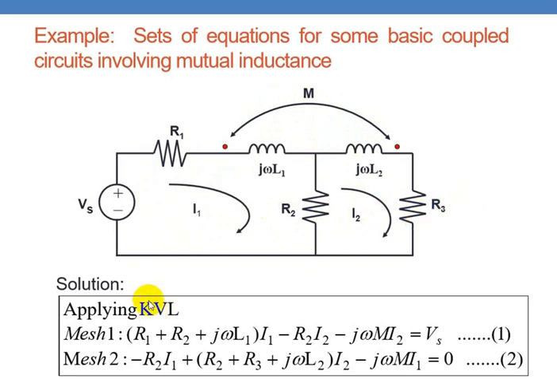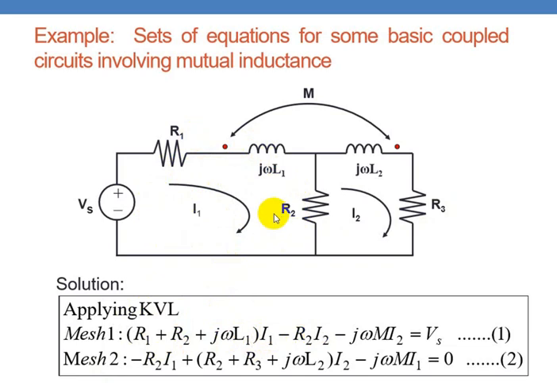So now for mesh 1 we'll write the equation as usual. We'll directly write the equation. For I1, you have to sum up all the resistance and reactance in this mesh and write that as the coefficient of I1, that is (R1 plus j omega L1 plus R2) into I1.